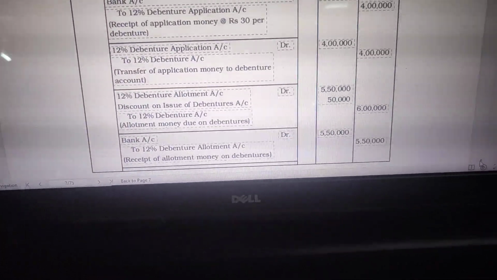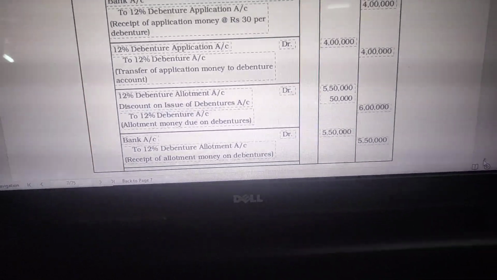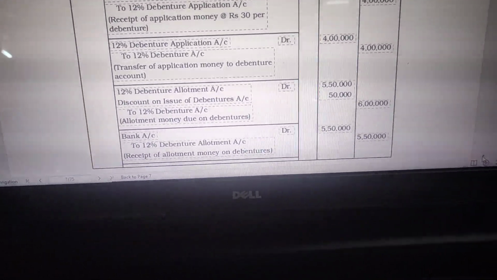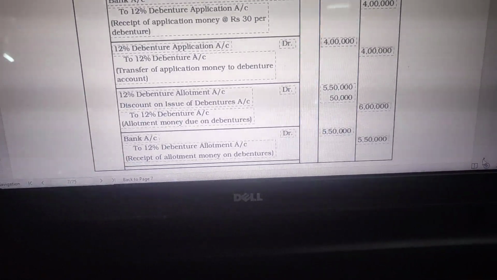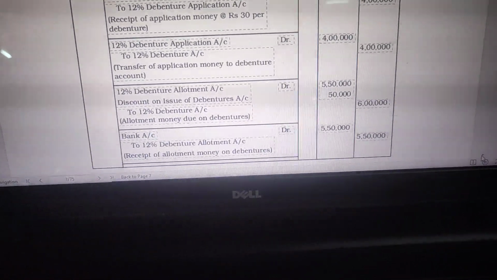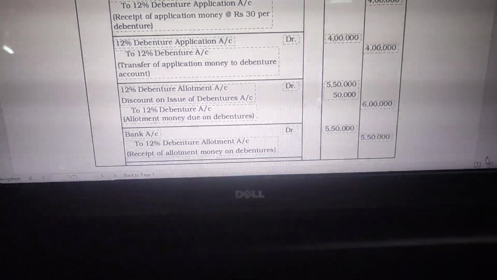Then relating to allotment, here there is a discount amount. The discount amount should be shown on allotment of debentures. So the entry will be 12% debenture allotment account debited, discount on issue of debentures account debited, as it is an expense, to 12% debentures account.